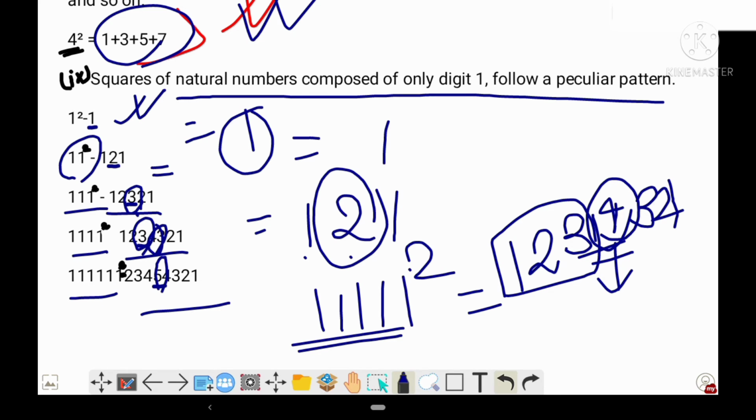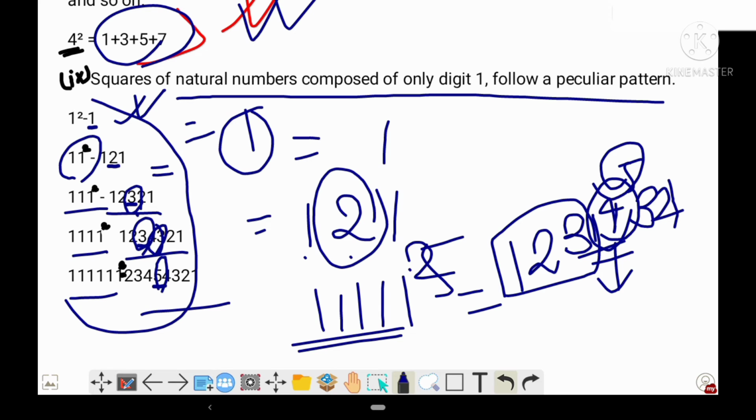Like if you will have five 1s squared, then after 4 you will write 5, and this will be the middle part, and the same numbers in the opposite order will be on the other side. Means the LHS will have 1, 2, 3, 4, and in the middle part you will get 5, and the RHS will also have 4, 3, 2, 1 with the 5 in the middle. I think you must have understood. You may observe it carefully, and it is very easy and interesting to learn.